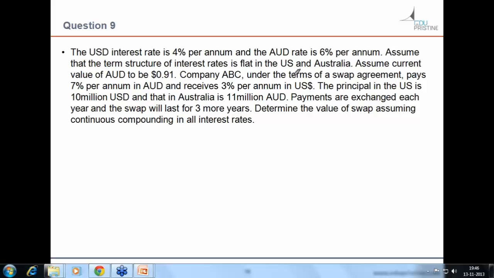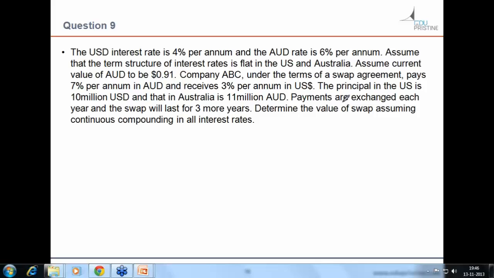Okay, there's a company ABC that under the terms of the swap agreement pays 7% per annum in Australian dollars and receives 3% in US dollars. So what is the company doing? It is paying Australian dollar interest and it is receiving US dollar interest. Okay, so the company is long on US dollars, okay, and short on Australian dollars. The principal in the US is 10 million USD, and that in Australian dollars is 11 million.